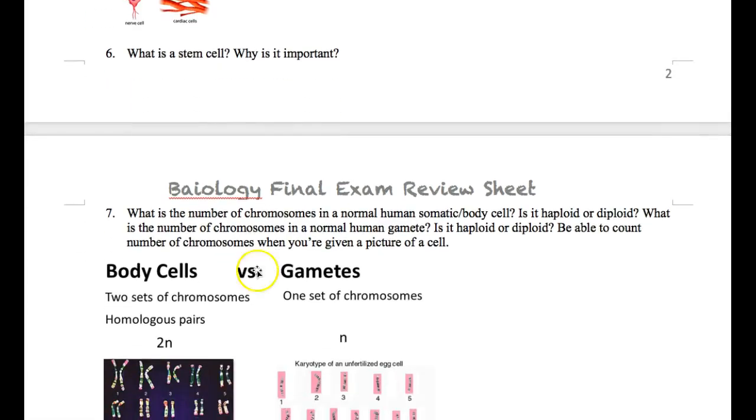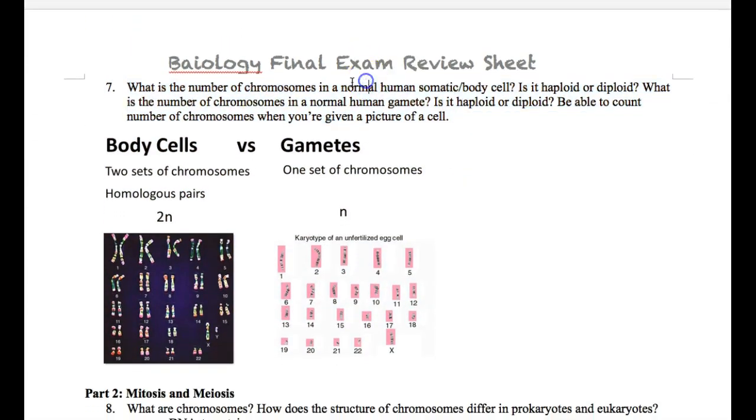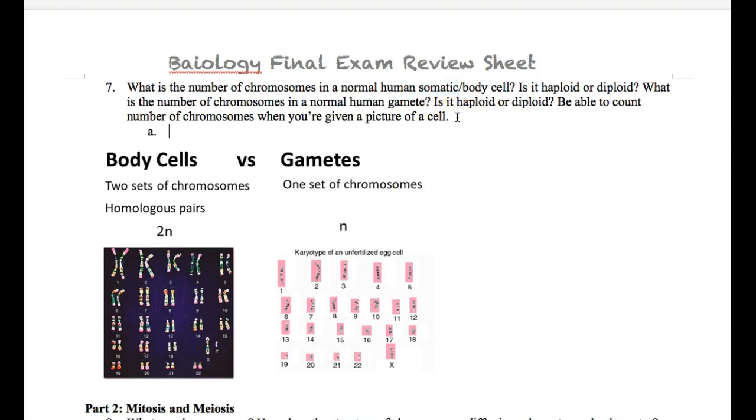All right. The next one is, what is the number of chromosomes in a normal human body, or we call it somatic cell? So you need to know body cell is also the same thing as somatic cell. The number of chromosomes in a normal human body cell is 23 pairs. So if you look at this one right here, we have 22 pairs, and then we have the X and the Y. So it's 23 pairs, or you can call it 46 chromosomes.